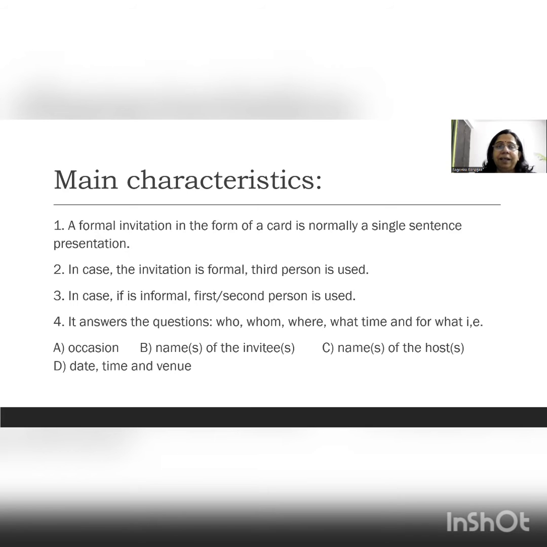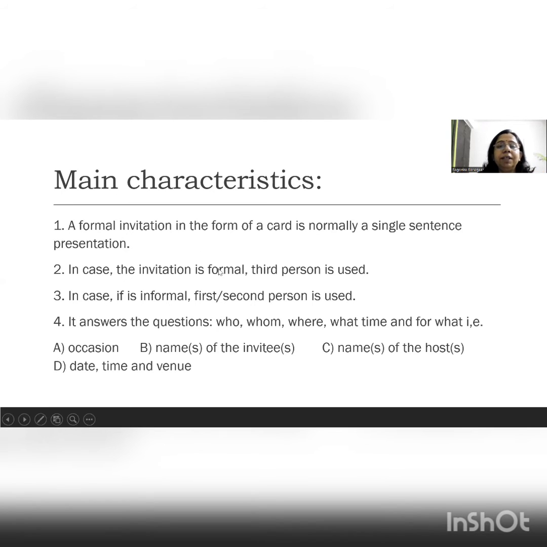Now, main characteristics. A formal invitation in the form of a card is normally a single sentence presentation. जो कार्ड के फॉर्म में होता है, I will show you an example of it. You will understand. This is in the form of one single sentence.